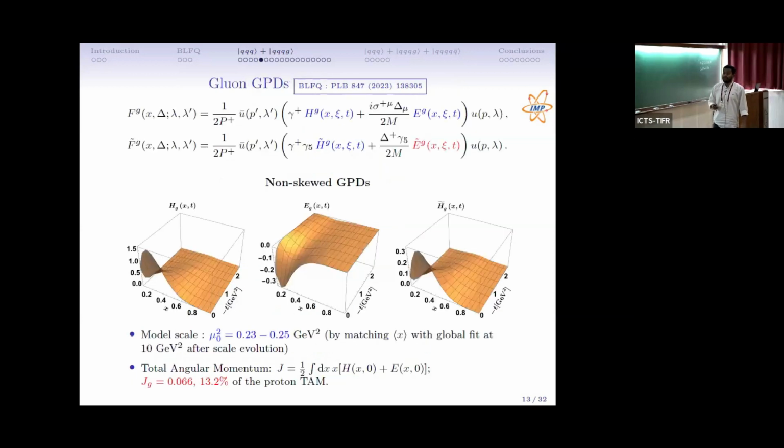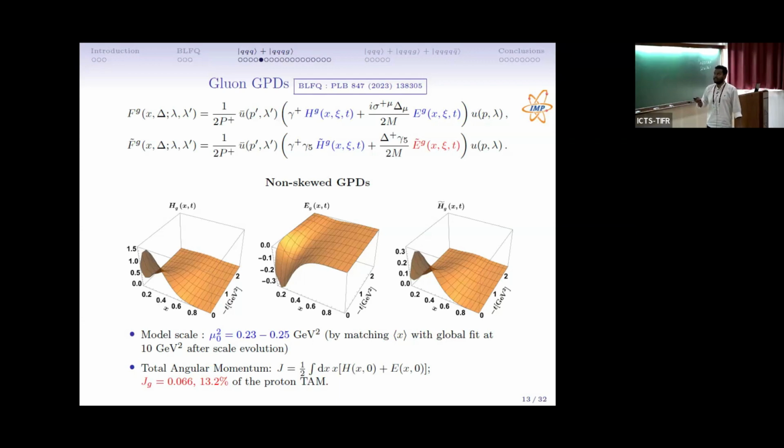Okay, so since we have these wave functions, we can also calculate gluon GPDs. The gluon correlation function can be parameterized, for unpolarized gluon, in terms of the gluon GPDs H and E. For the circularly polarized gluon, we have another two GPDs, and we have calculated the GPDs using our wave functions.